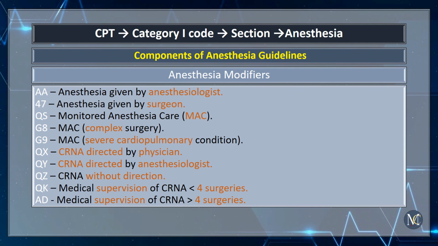Let's explore the various anesthesia modifiers commonly used in medical billing, their meaning, and when they should be applied. AA. Anesthesia given by anesthesiologist. 47. Anesthesia given by surgeon. QS. Monitor anesthesia care. It's also known as MAC. G8. MAC in case of complex surgery. G9. MAC in case of severe cardiopulmonary condition.